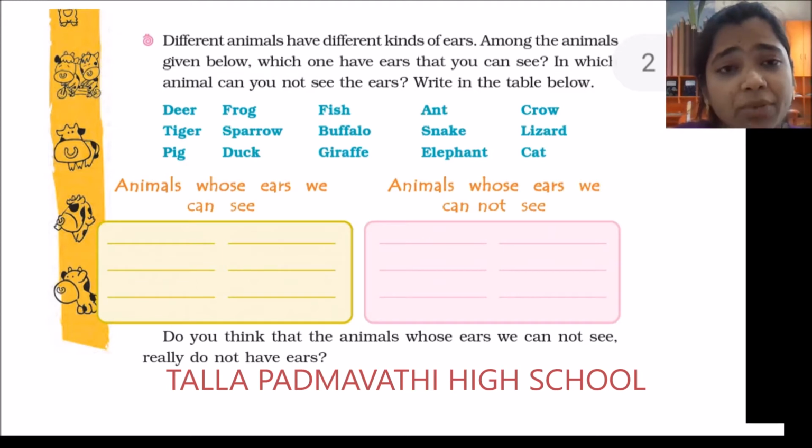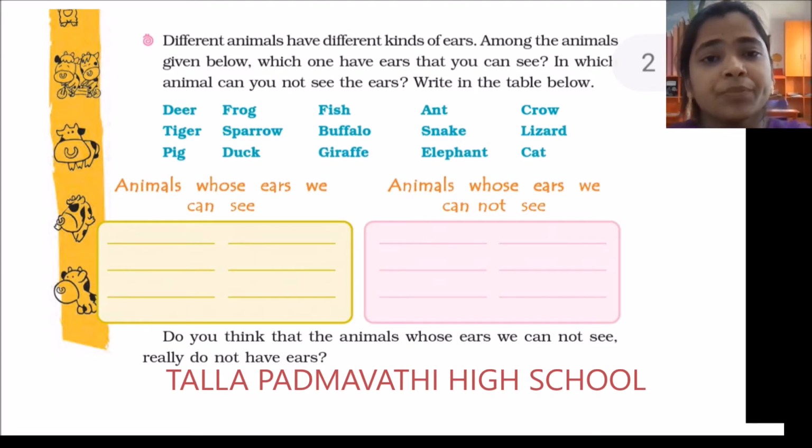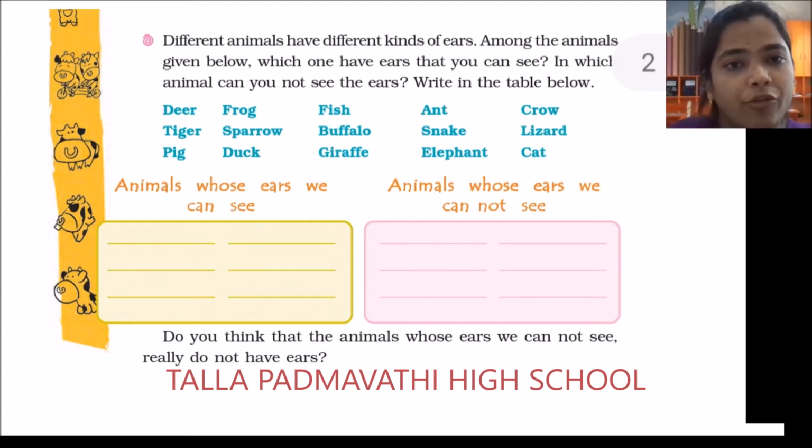Now go with the examples which are given here. Deer. The deer has ears which you can see. So where will you write it? You will write it in the first box. Next option, frog. Frog has ears. Will you be able to see the ears? No, we can't see the ears of the frog. So you will put it in the second box, animals whose ears we cannot see.